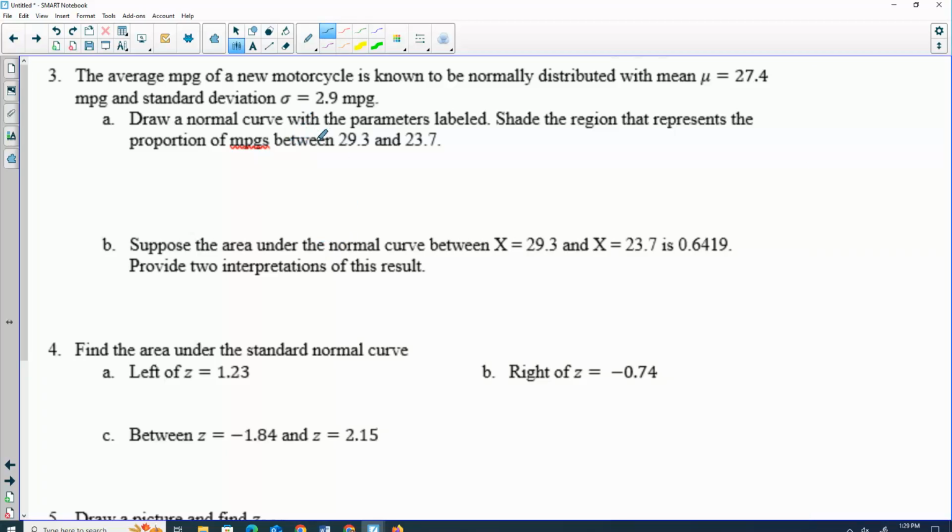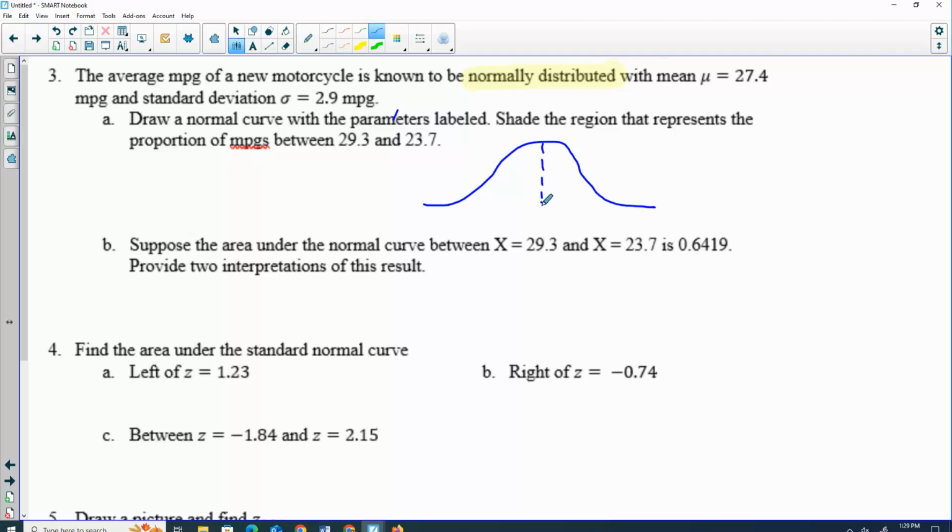Number 3, average miles per gallon of a new motorcycle is normally distributed. So I already know it's normal. Anytime I'm talking about normal, we know we're looking at that nice bell-shaped curve. Mean 27.4, standard deviation 2.9. Draw a normal curve with the parameters shaded. So, just checking if you know what the normal curve is.